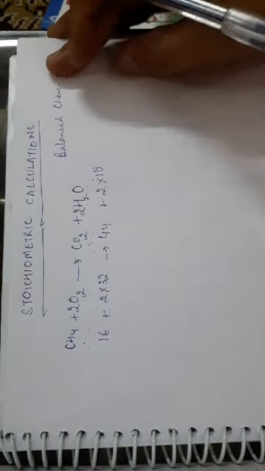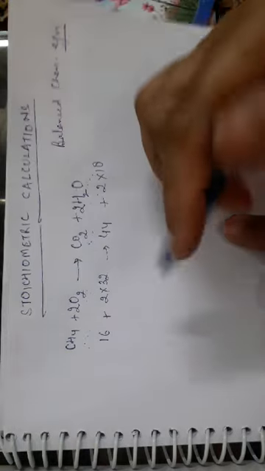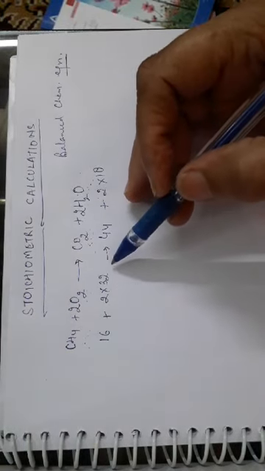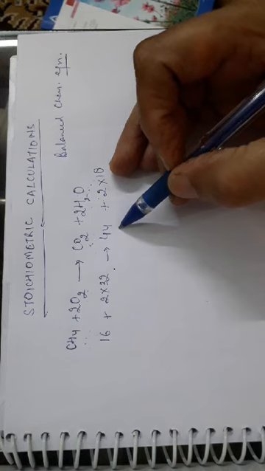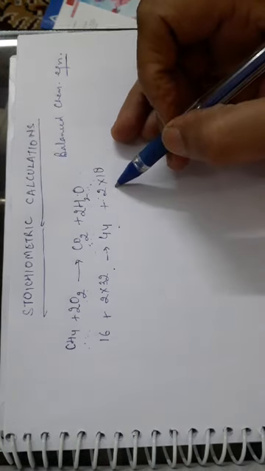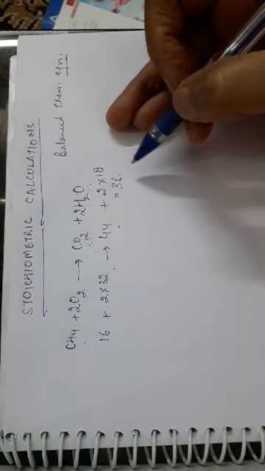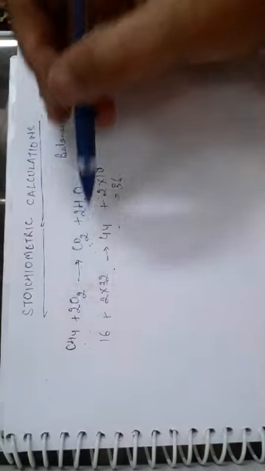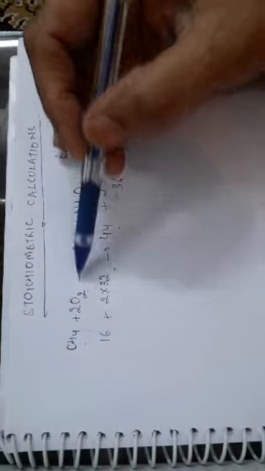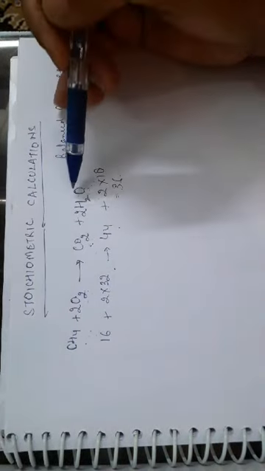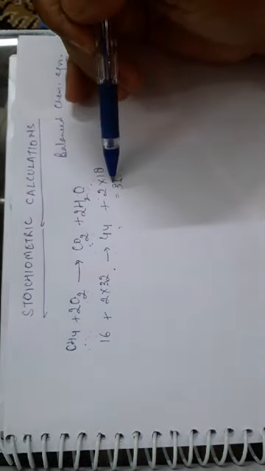As per the statement, 16 grams of methane is reacting with 64 grams of oxygen to produce 44 grams of carbon dioxide and 36 grams of water. Alright? So this is by mass. We say that we are getting this information of the reactants and products in terms of mass.